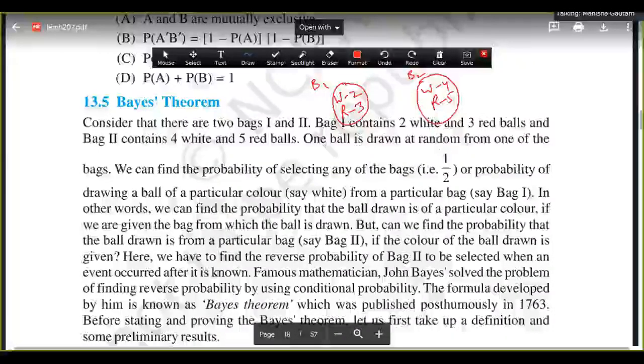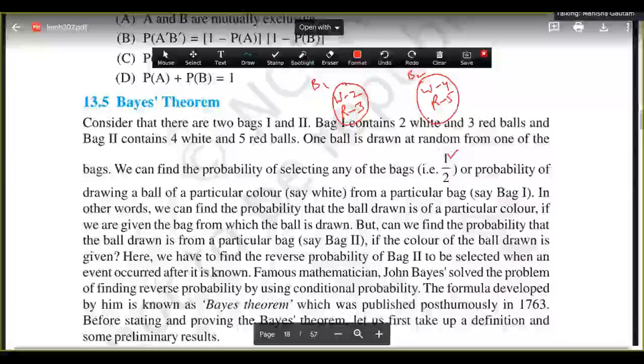We can find the probability of selecting any of the bags. Here there are 2 bags. If you want to select any one of the bags, the probability will be 1 by 2, because you are choosing one, favorable case 1, and total bags are 2. Or we can find the probability of drawing a ball of a particular color, say white, from a particular bag. In other words, we can find the probability that the ball drawn is of a particular color if we are given the bag from which the ball is drawn.